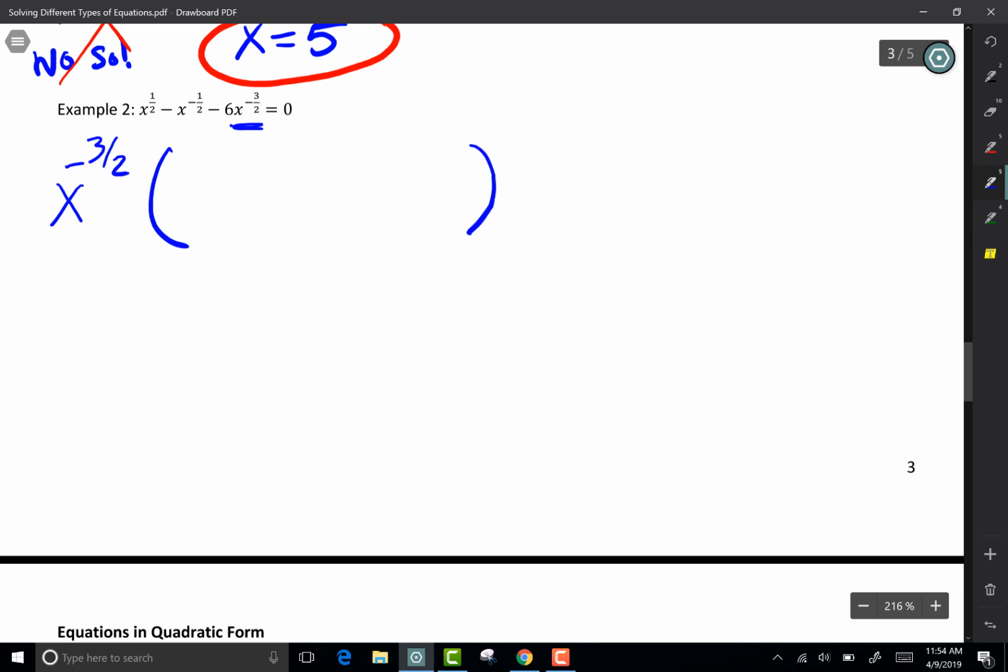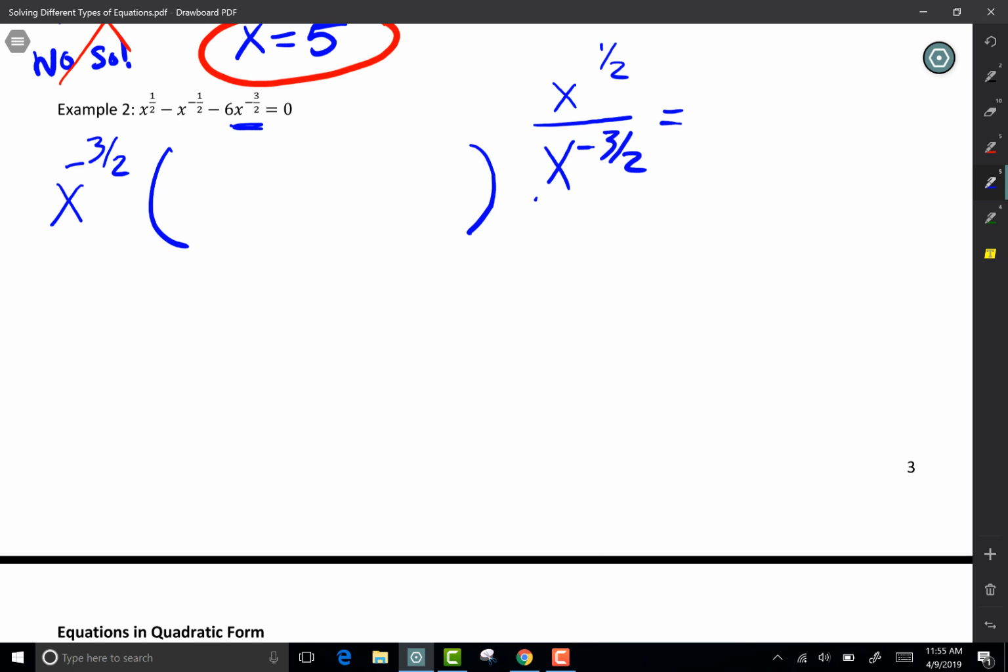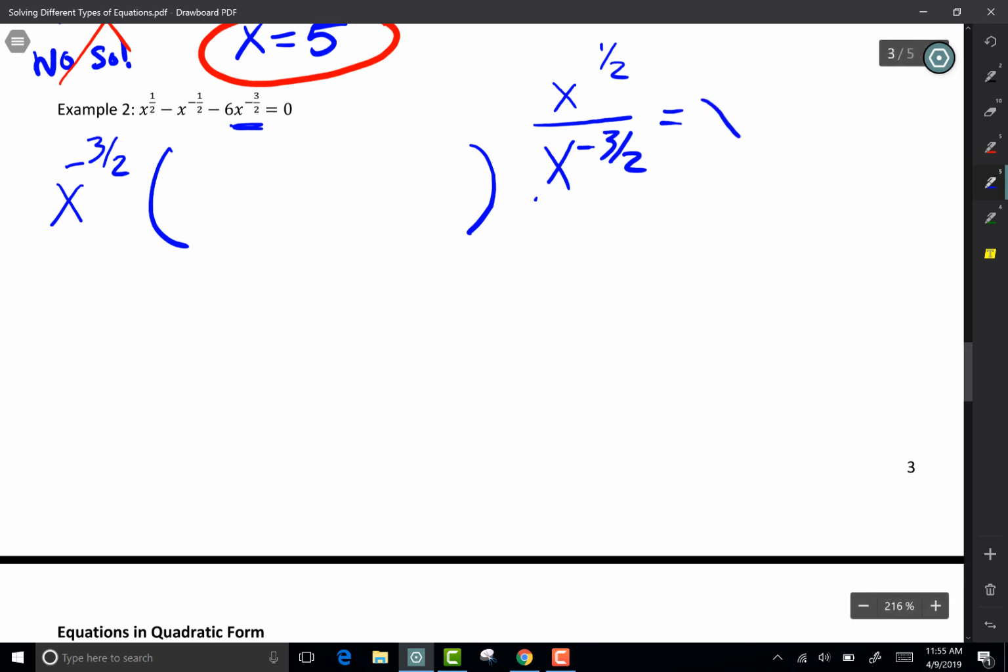And now I've got to figure out what goes inside by dividing. So if I take x to the positive 1/2 and divide by x to the negative 3/2, I'm going to subtract my exponent. So I have 1/2 minus a negative 3/2, which would be 1/2 plus 3/2, which would be x to the 4/2, which is x squared.